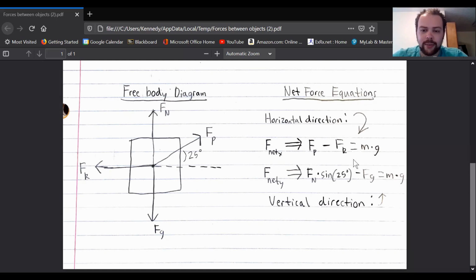And then also, just like with the minus kinetic friction, the force of gravity right here would also be negative because it is down in the negative direction. And then you would set it equal to m times a, just like for the horizontal force.